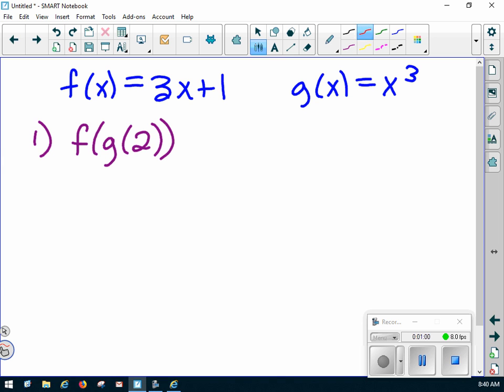Well, let's look. This says I'm going to do f on what? G of 2. So that means I got to know g of 2 first. Okay? Well, what's g of 2? Well, g of 2 is 8. Good. So this is going to be f of 8.